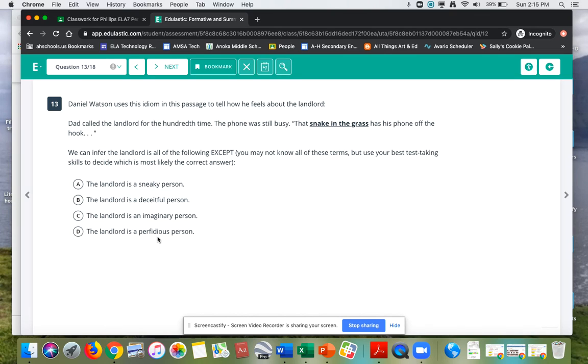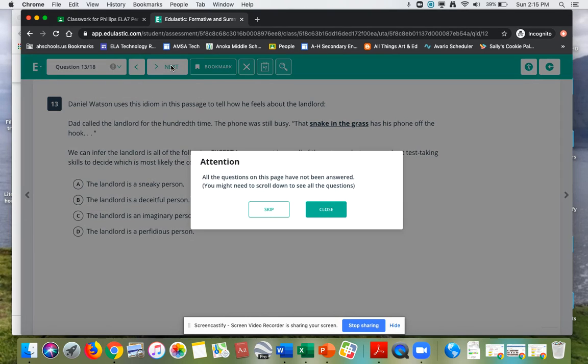Well, if you don't know what perfidious means, it says, you may not know all of these terms, but use your best test-taking skills to decide which is the most likely correct answer. What do you do when you're taking a test and you don't know the word? You start eliminating options. So use those test-taking skills.